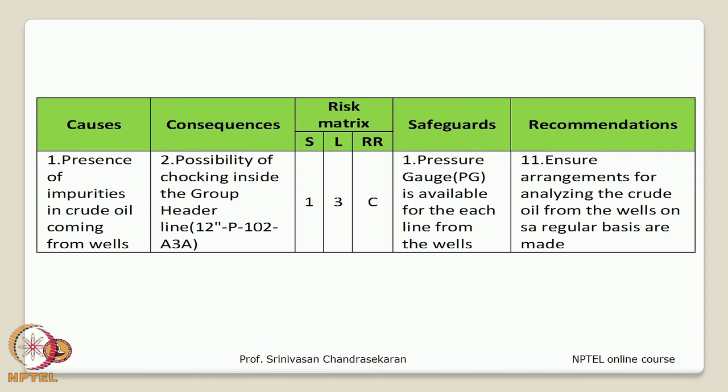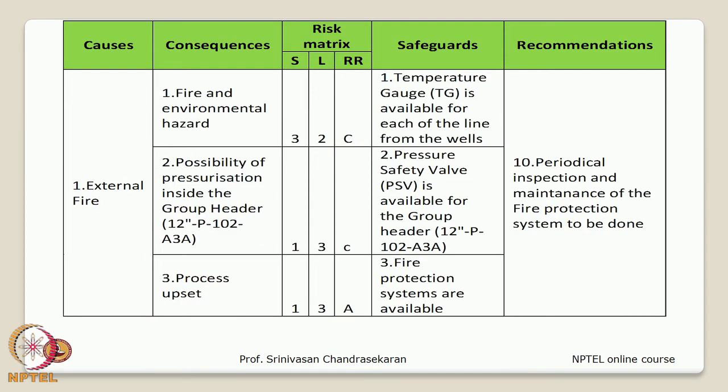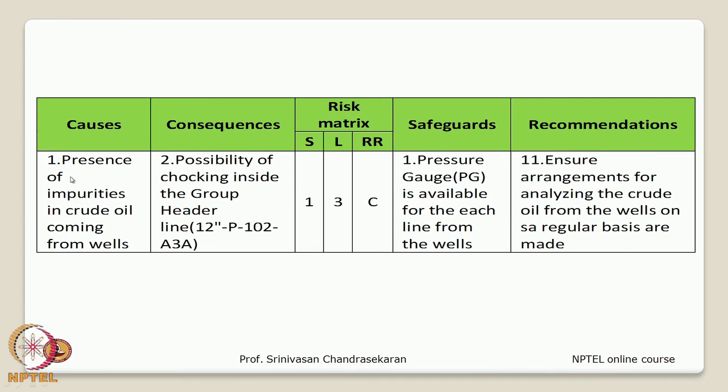So, this will give me a specific node, that is group header 12 inches P102A3A, that is a node number. In the group header, a specific node has got a specific consequence and cause which is recommended, which has got a risk ranking of, let us say, U. So, one can plug it out easily from a 100, 300, 500 pages report in a very easy form. That is a very interesting advantage you have in a Hazop report generated by software.